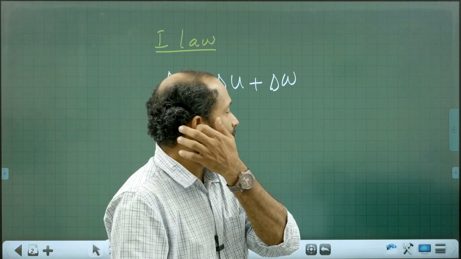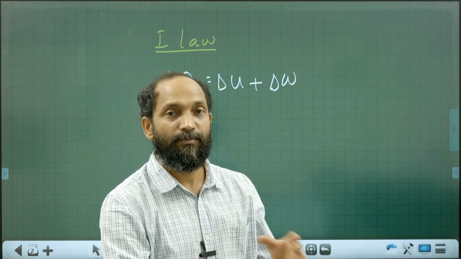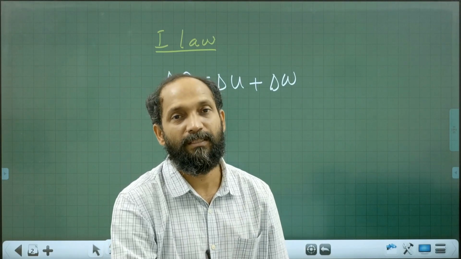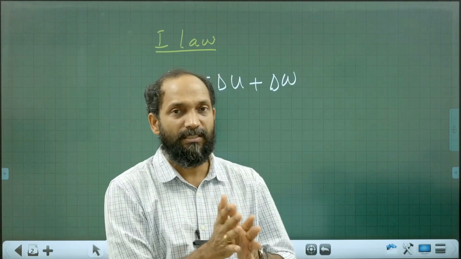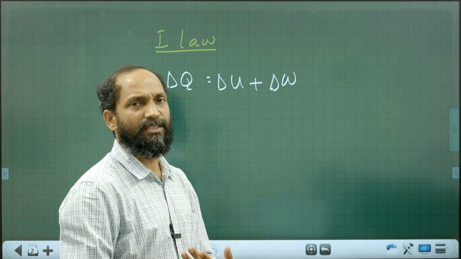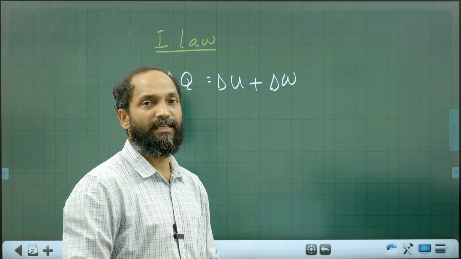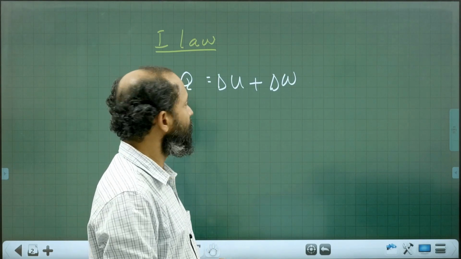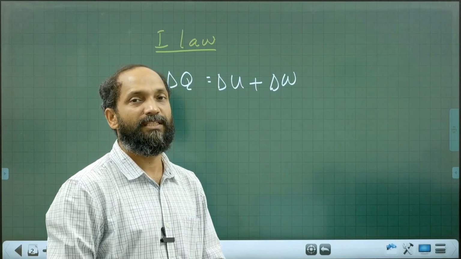So W becomes negative. If heat is transferred from surroundings to the system, heat is absorbed by the gas, in all these cases delta Q is positive. When temperature increases, the internal energy change is positive. When temperature decreases, the internal energy change delta U is negative. U stands for internal energy, and delta U stands for change in internal energy.